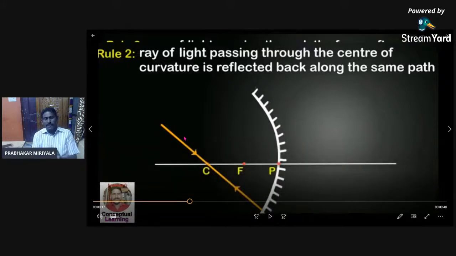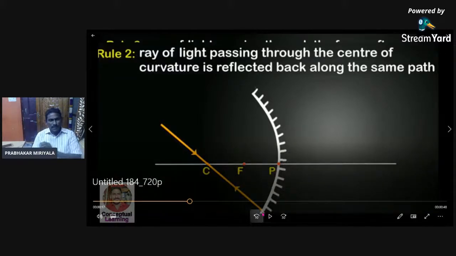That means here the angle of incidence is 0. Hence the angle of reflection is also 0. Because of that it passes in the same path but in backward direction.